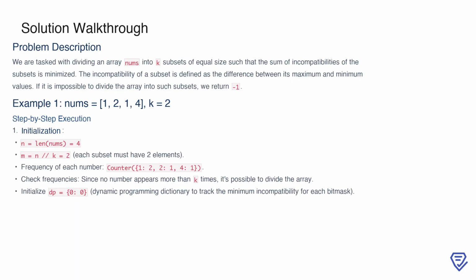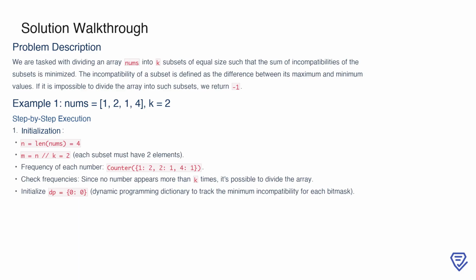To solve this problem, we need to divide the array nums into k subsets of equal size, ensuring that the sum of the subsets' incompatibilities is minimized. The incompatibility for a subset is computed as the difference between the maximum and minimum values in that subset. If it's not possible to divide the array into such subsets, the output should be -1.